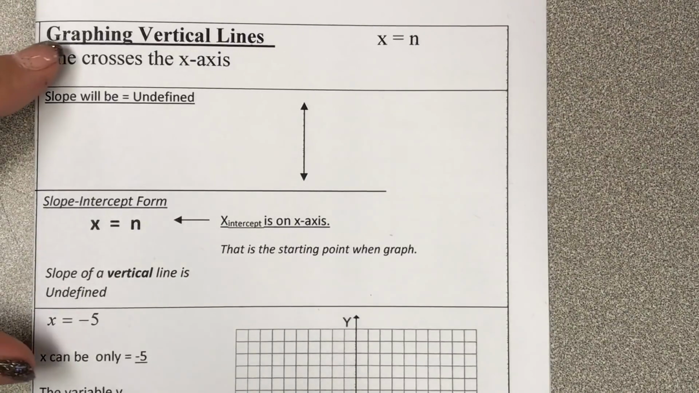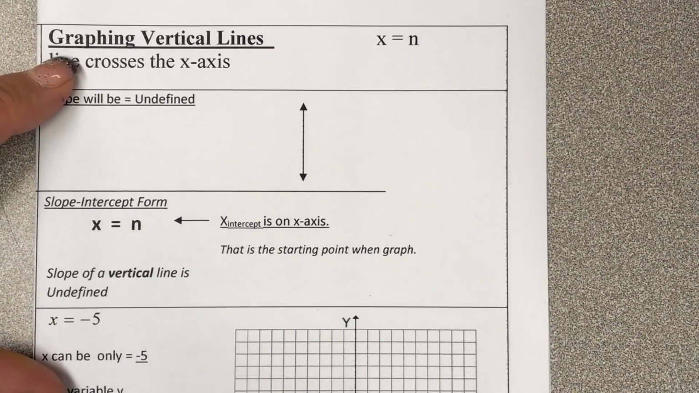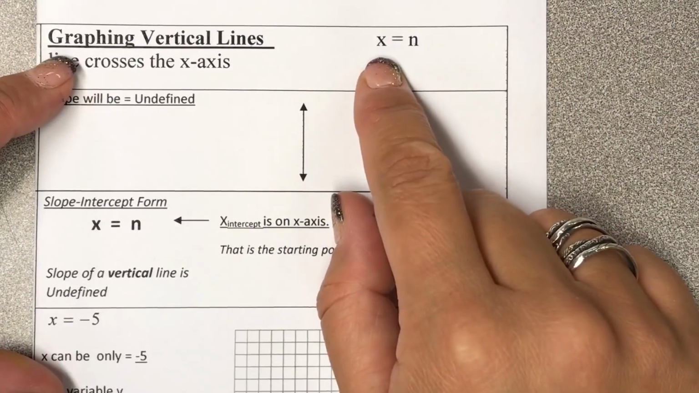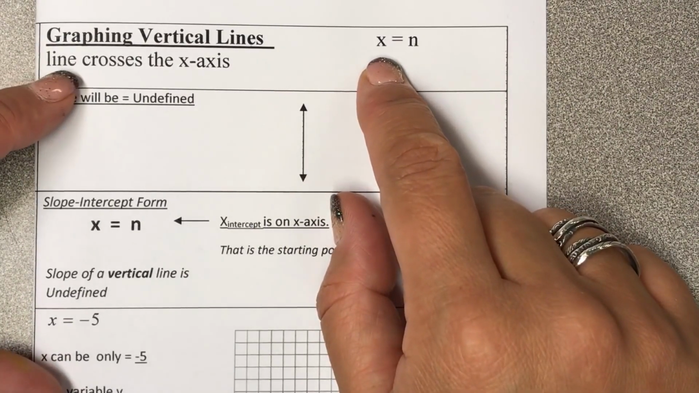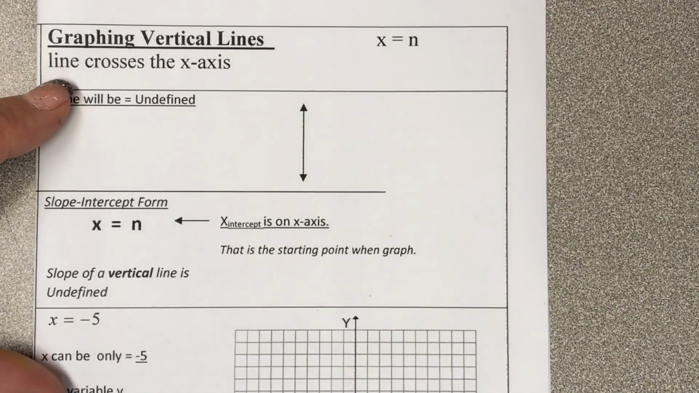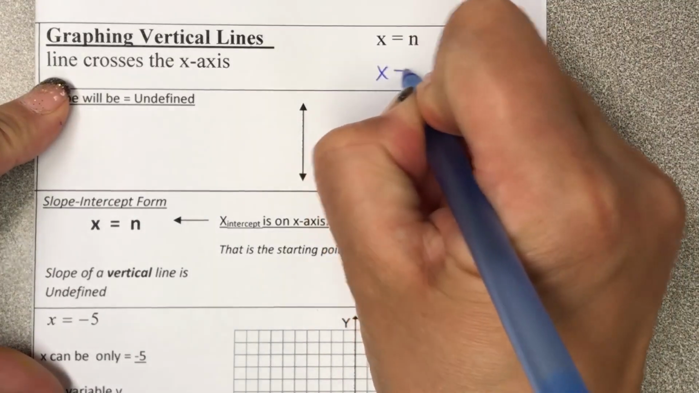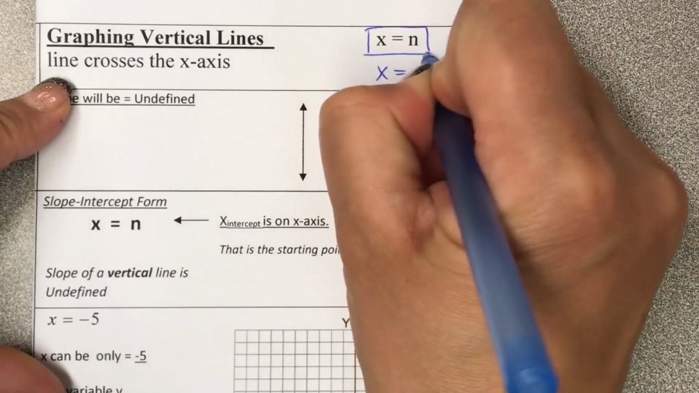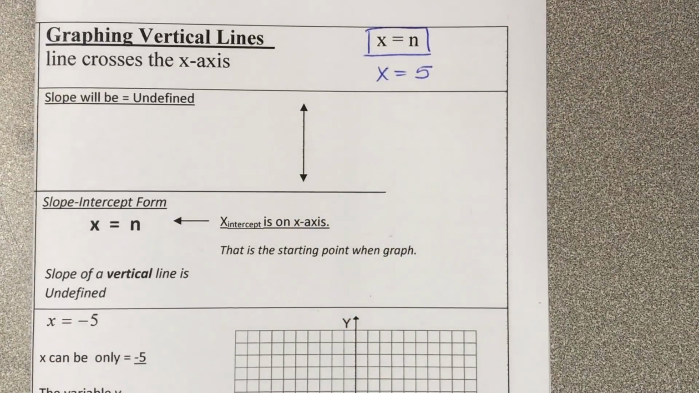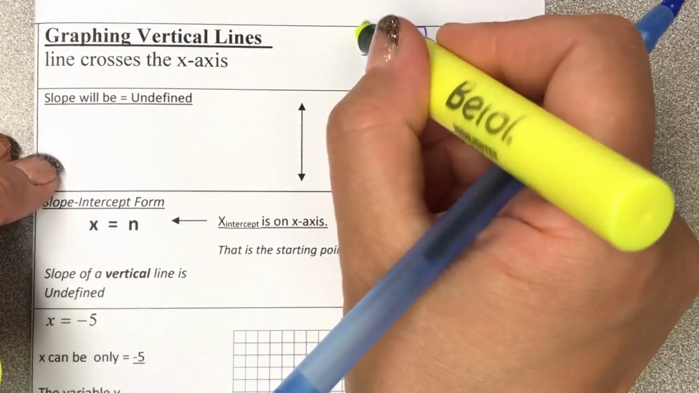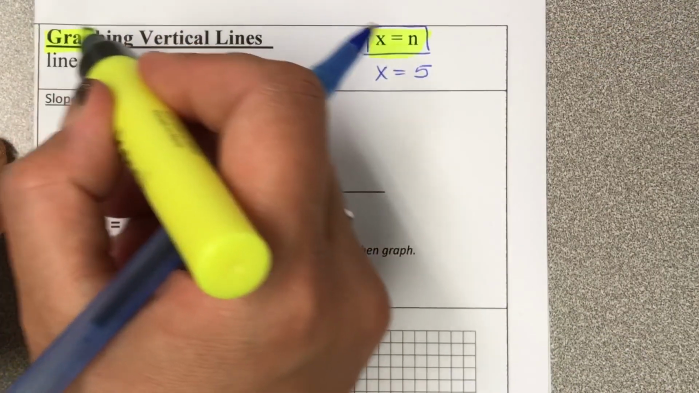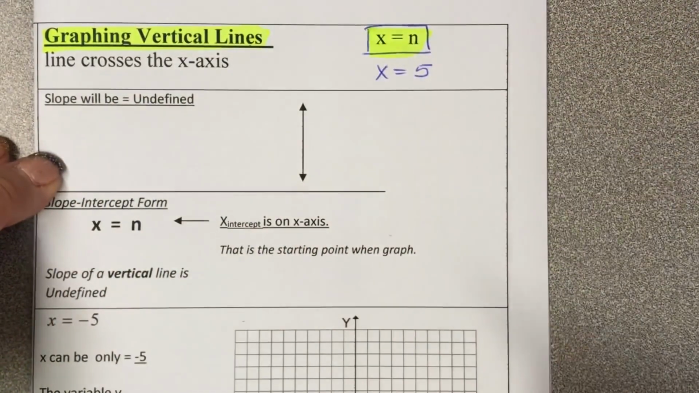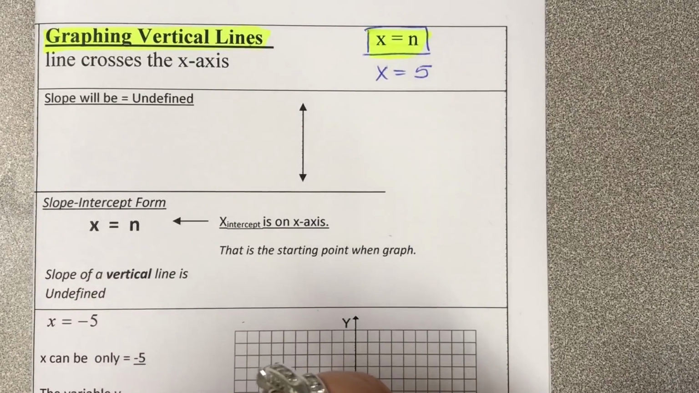In this video, we'll see how to graph vertical lines from the equation. The equation of a vertical line will be x equals a number. For example, x equals 5. What that means is the x value of the equation can be only the number 5. That will create a vertical line because all the x values on the vertical line are the same.